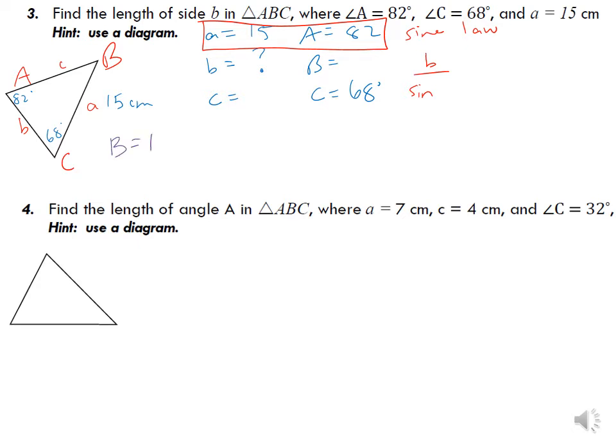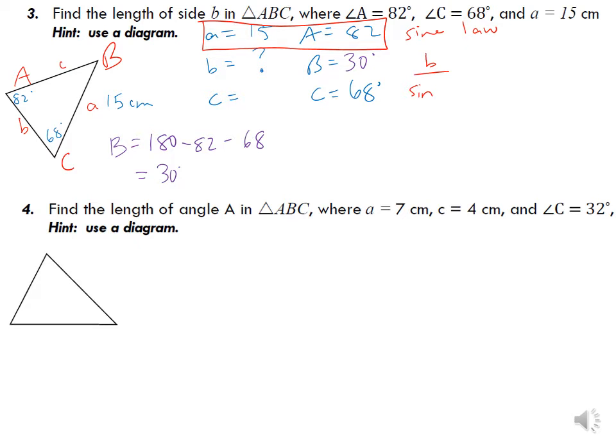angles, remember there's 180 in a triangle. 180 minus 82 minus 68. So when you use your calculator, 180 minus 82 minus 68 gives you 30. So we know B is 30. Now we can complete our sine law.